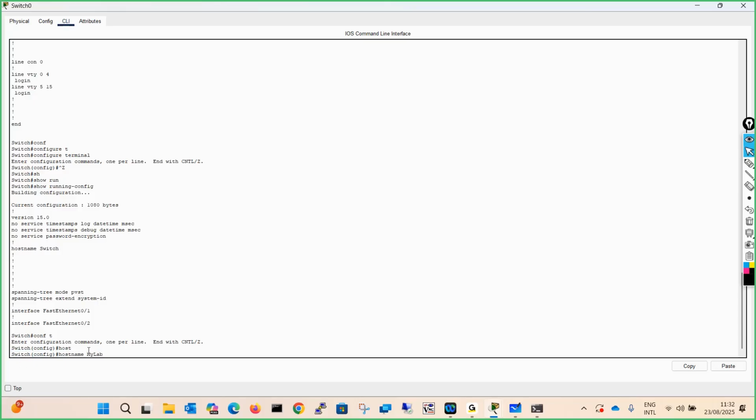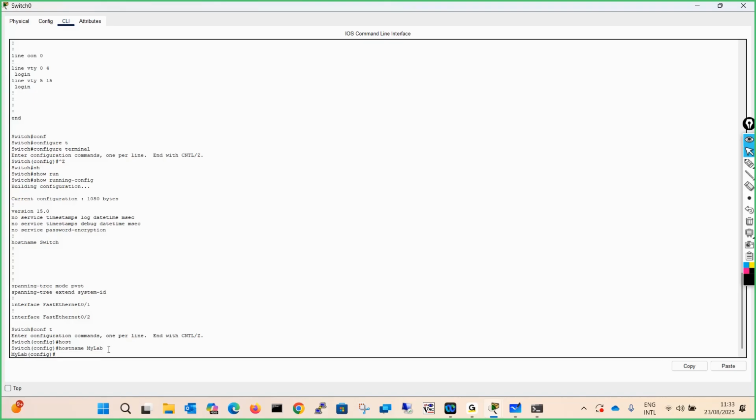Now you give the command hostname mylab. You are changing the host name, you are changing the name of the switch. Hit enter. See, the name is changed to mylab.